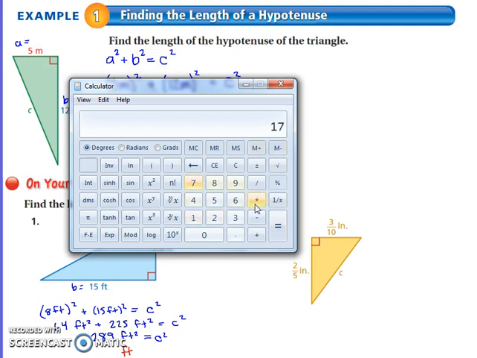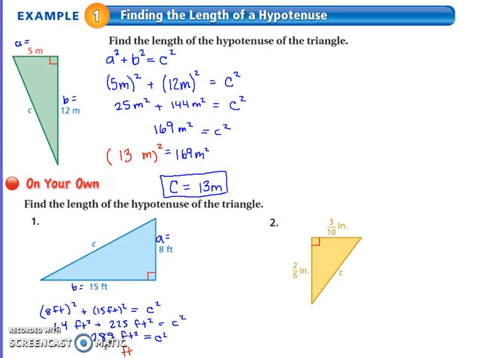17 times 17 is sounding reasonable because I know that 7 times 7 ends in a 9, and so does my number. 17 times 17 does give us that 289 that we wanted. So the square root that we're looking for is 17. Therefore, the length of our hypotenuse, or just c, is equal to 17 feet.